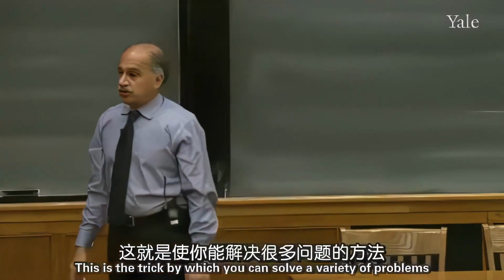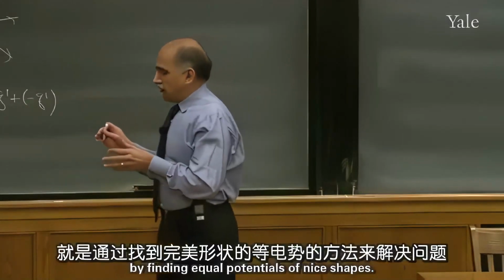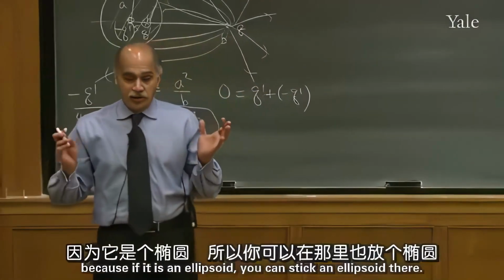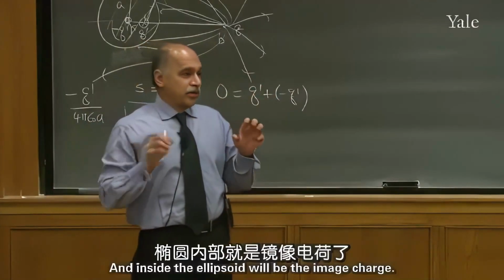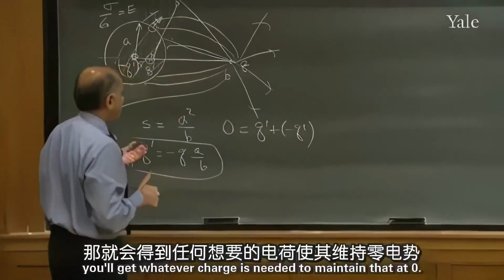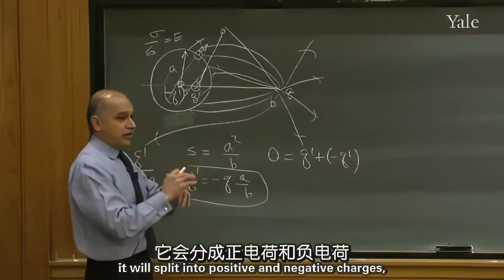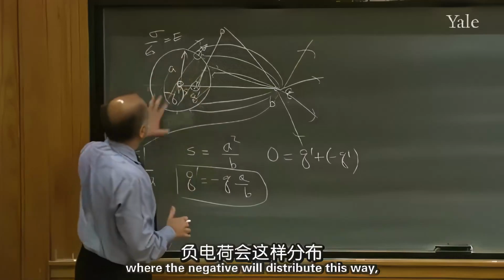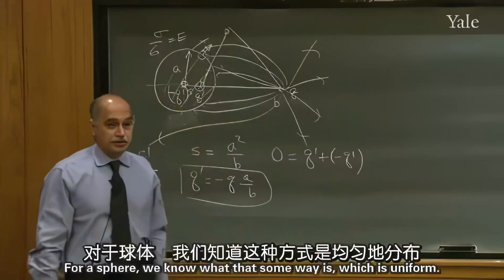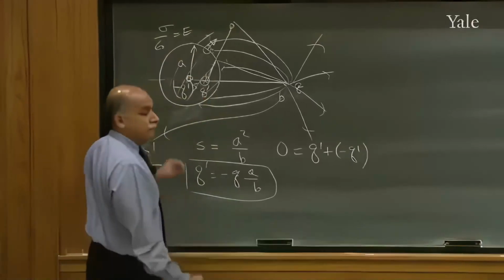So this is the trick by which you can solve a variety of problems by finding equipotentials of nice shapes. Maybe one will be a nice ellipsoid. If it was an ellipsoid, you can stick an ellipsoid there, and inside the ellipsoid will be the image charge. And if the ellipsoid is grounded, it'll get whatever charge is needed to maintain that at zero. If it's not grounded, it'll split into positive and negative charges, where the negative will distribute in this way, and the positive will distribute itself in some way so that the potential is a constant. For a sphere, we know what that some way is, which is uniform.